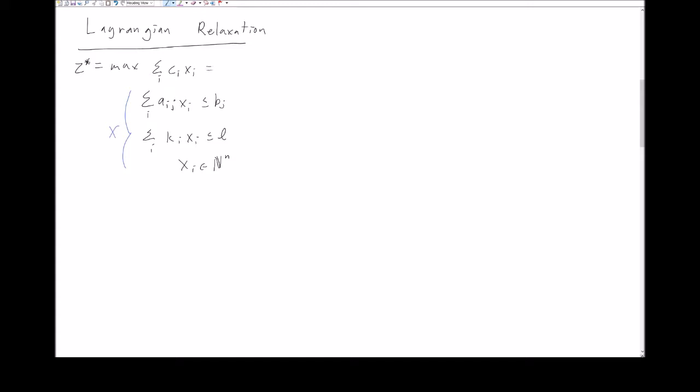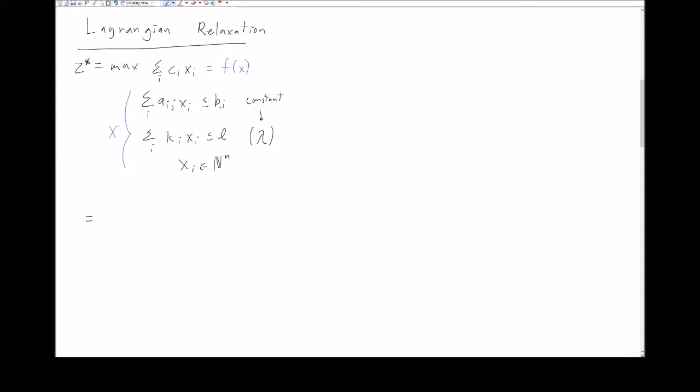We'll call the feasible region of our integer program X, and we'll call its objective function f of x. To take the Lagrangian relaxation, the first thing we're going to do is identify the constraint we'd like to relax, in this case the sum of k_i x_i is less than or equal to L, and multiply it by some number, lambda. And this number, lambda, for now is going to be a constant. So we'll take note of that. It's going to be some constant. And now we're going to make a few observations.